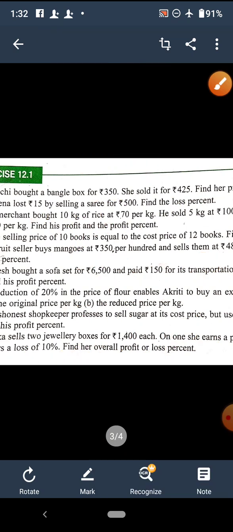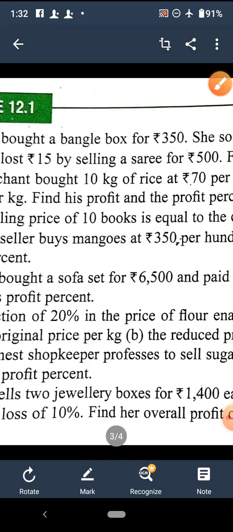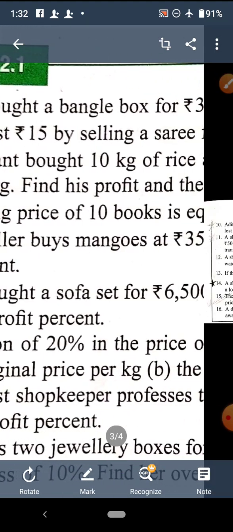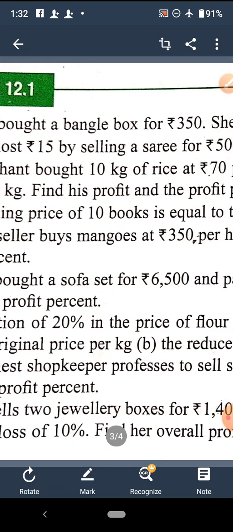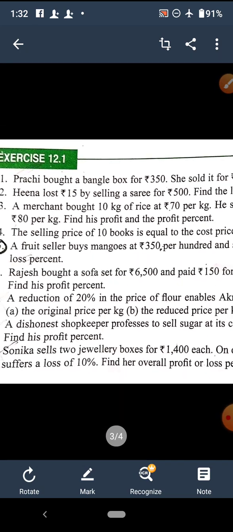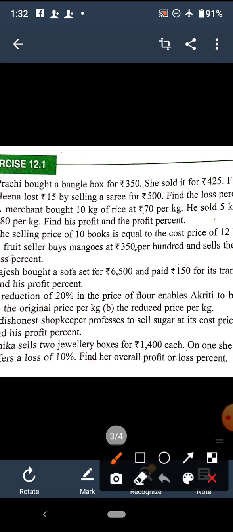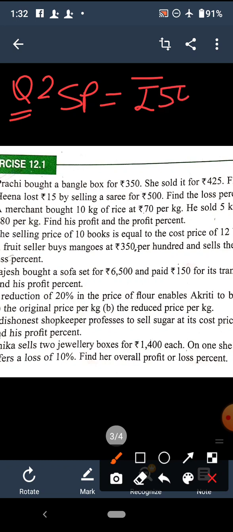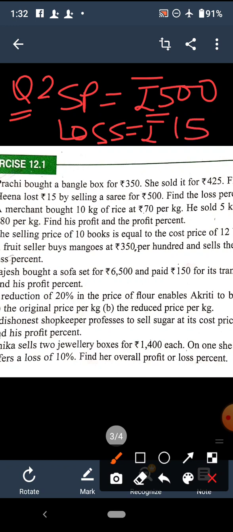Now question number 2. Hina lost rupees 15 by selling a sari for rupees 500. Find the loss percent. Means Hina's selling price for the sari is rupees 500 and the amount of loss is rupees 15. You have to find out the loss percent. So firstly let us find out the cost price: selling price minus loss.